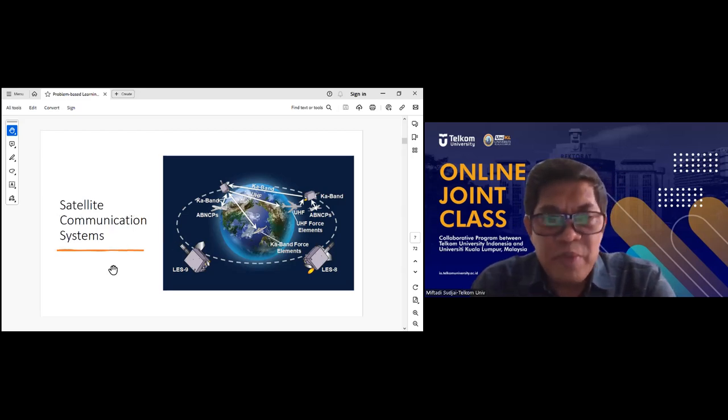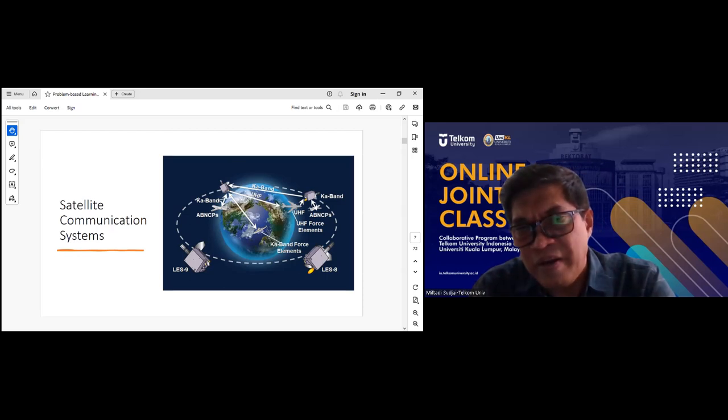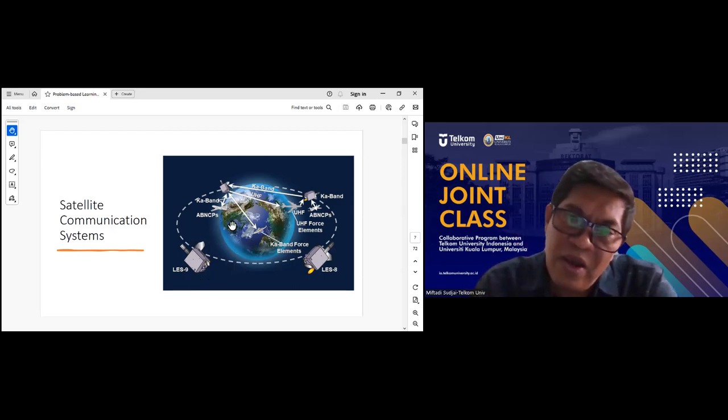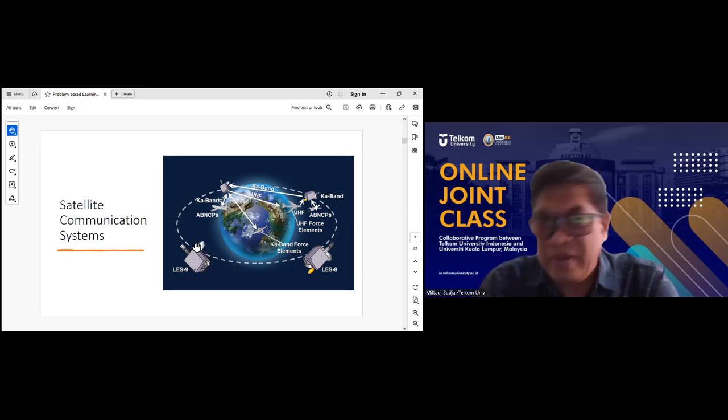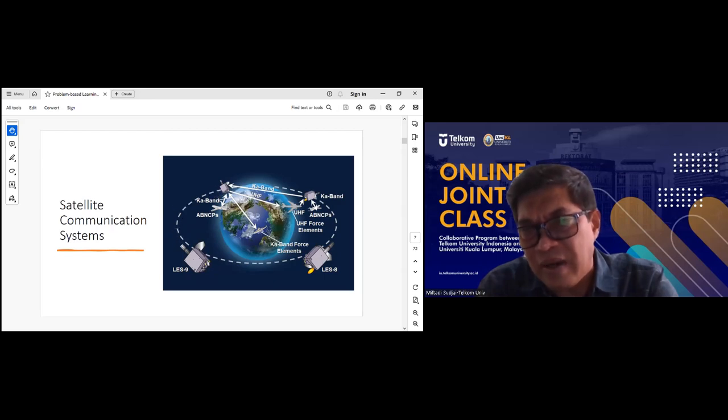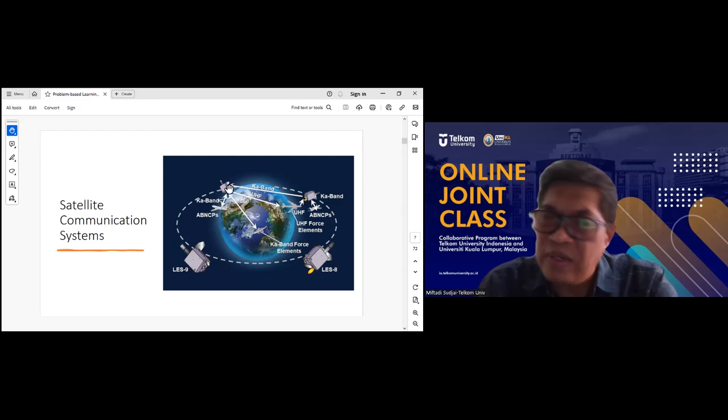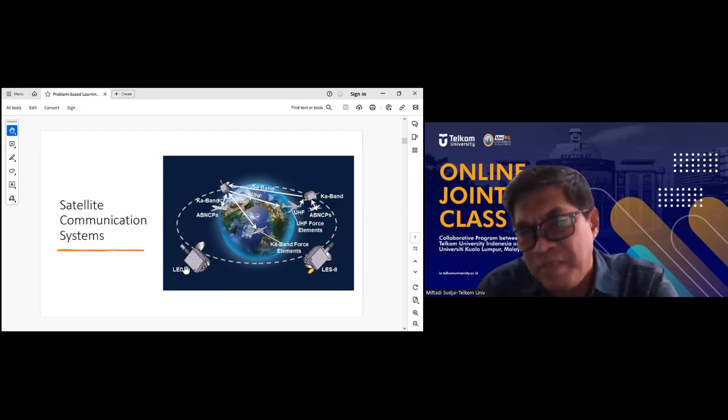So, okay, how does satellite communication work? First of all, if we see here, there is the planet Earth. Then a satellite, we can put the satellite to cover some area of the Earth into what we call an orbit. An orbit is actually like a circle, the path for the satellite to move around the Earth, and then providing the link along the area that has been covered by the satellite.